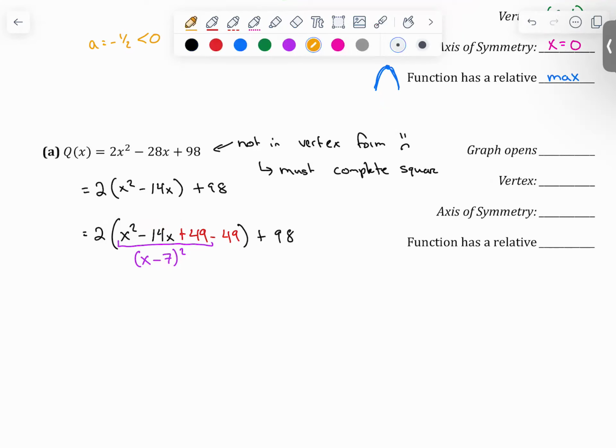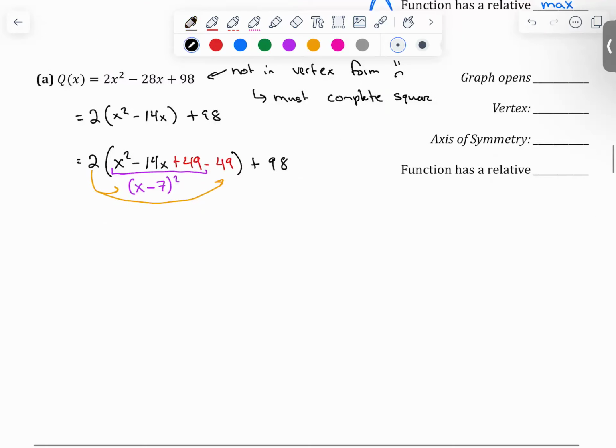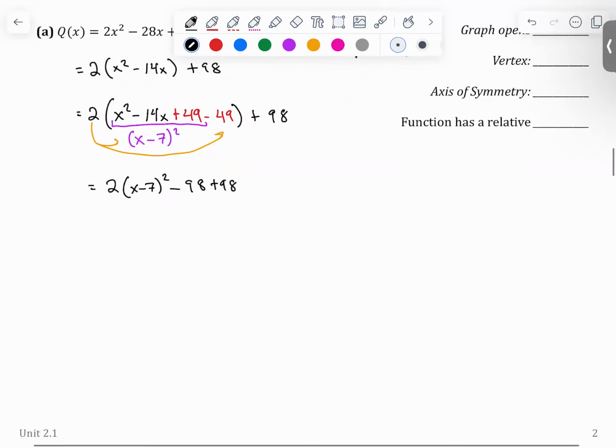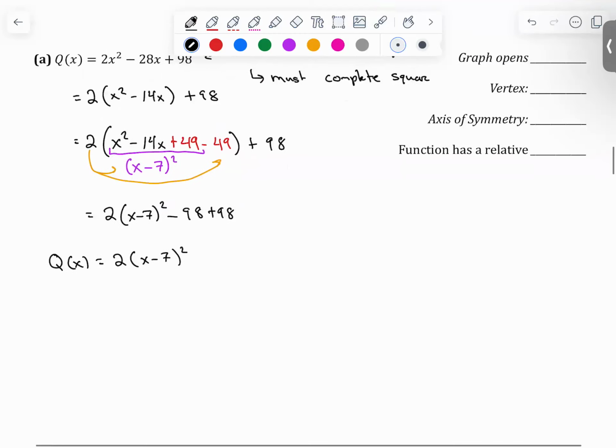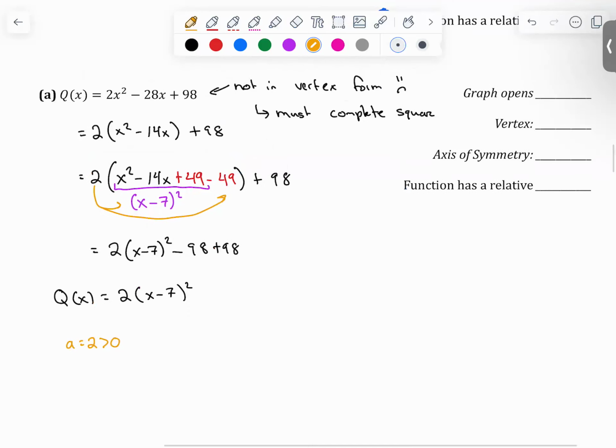And last but not least, now we've got to simplify. We've got to distribute. So you end up with that q of x. Well, I'll do one more step before calling it q of x. 2 times x minus 7 quantity squared minus 98 plus 98. Ooh, isn't that interesting? That goes away. So q of x is equal to 2 times x minus 7 squared, and that's it. So its a value is 2, which is positive, which means we're feeling positive, which means we're feeling up. So our graph opens upward.